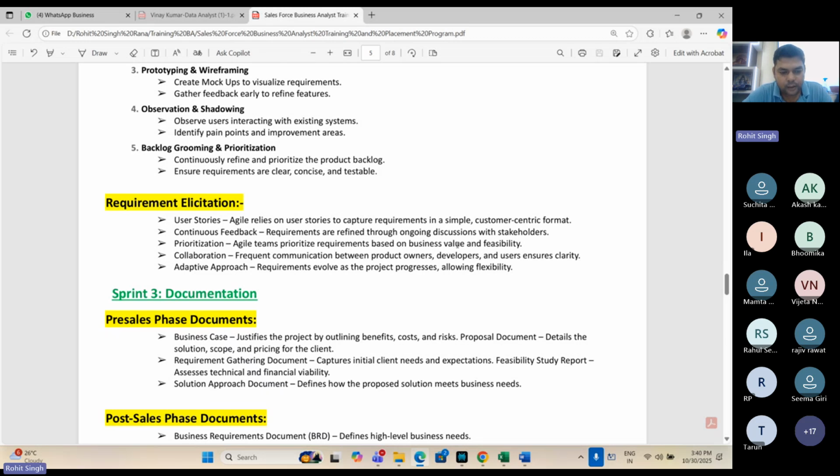An adaptive approach, in order to ensure that all the requirements are evolving as per the project progress and flexibility. Evolving means when we come to documents, you would be able to understand that we give enhancements to the client, whether reactive or proactive.